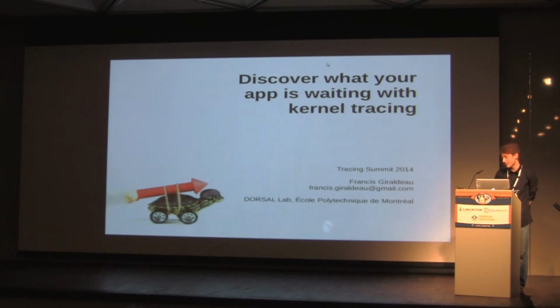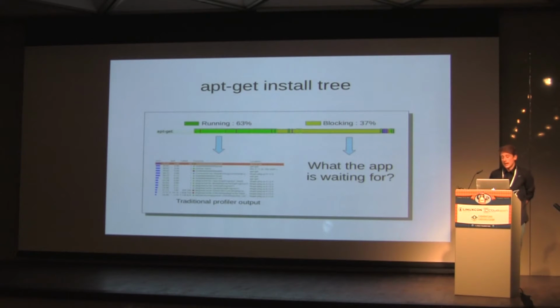I'm going to talk about a new analysis type which allows recovering what your app is waiting for, but with kernel tracing, not user space tracing. I'll show you why. Let's start with an example.